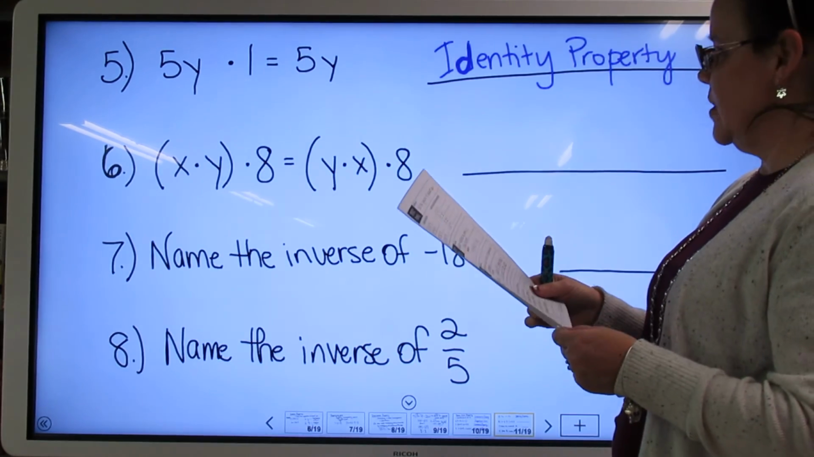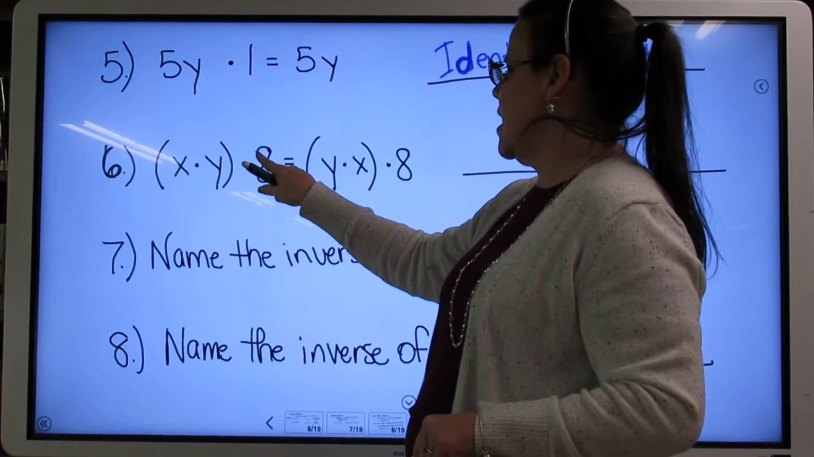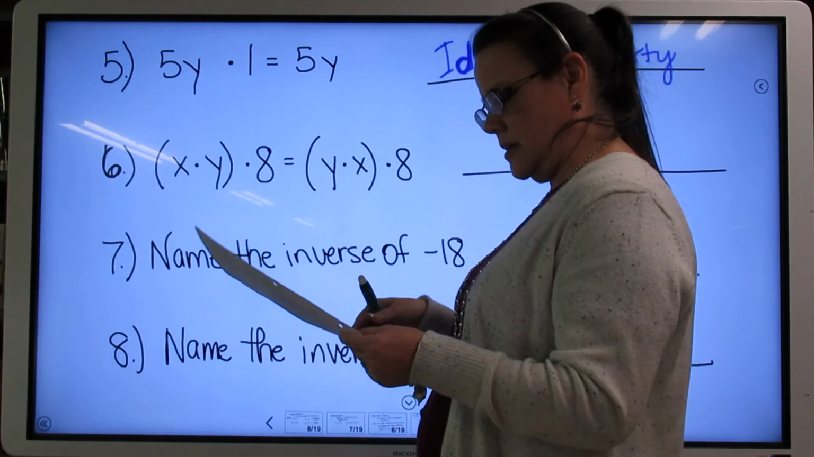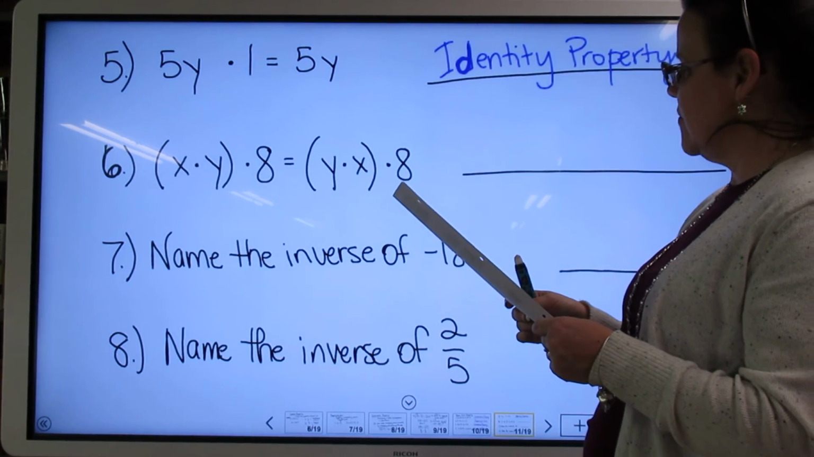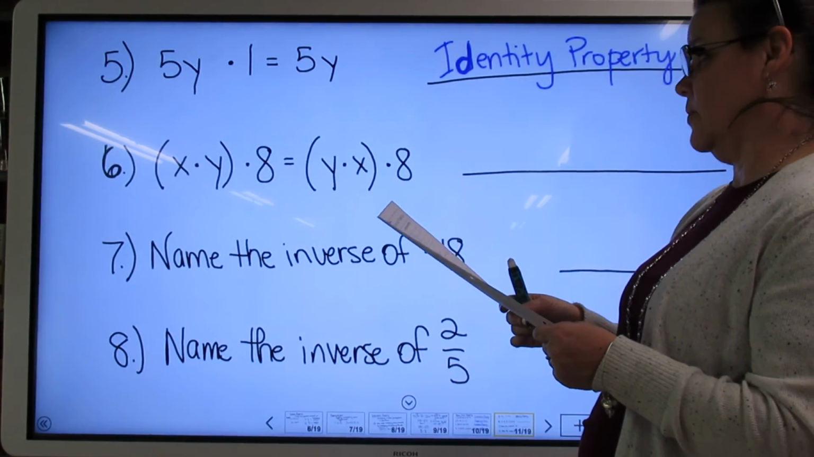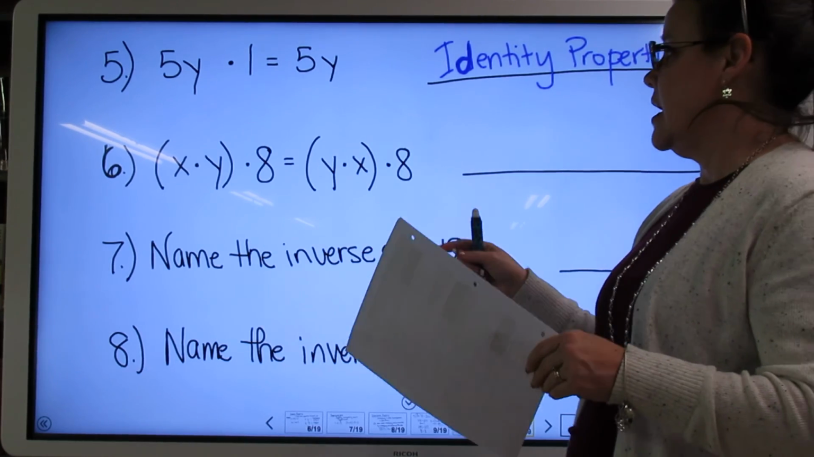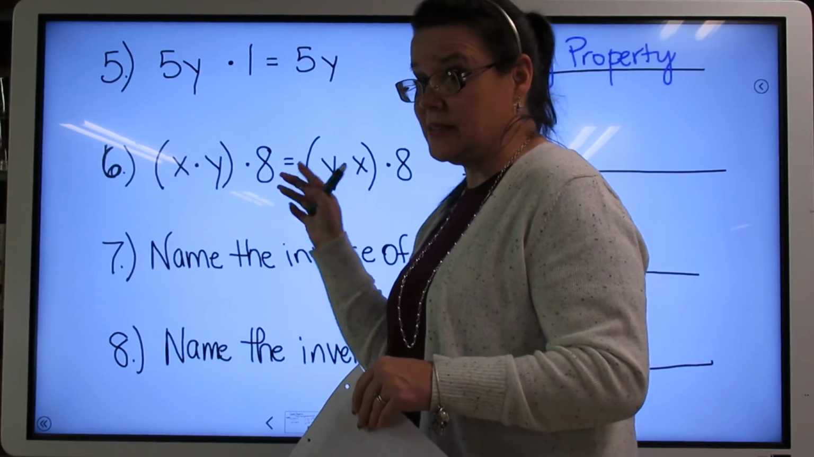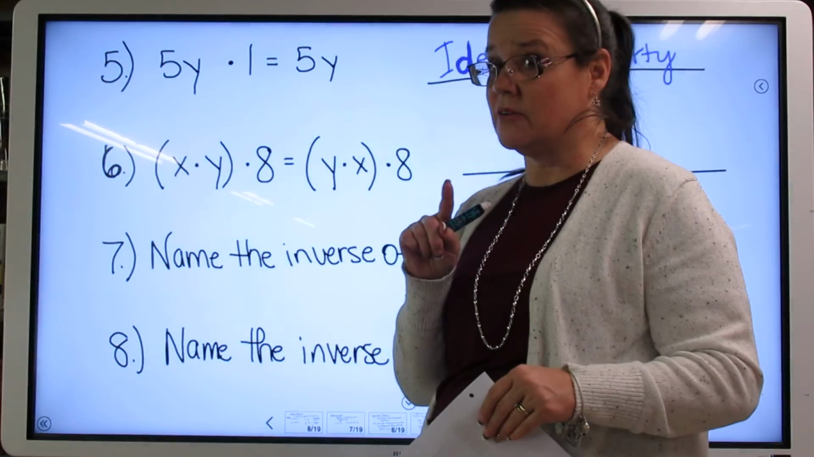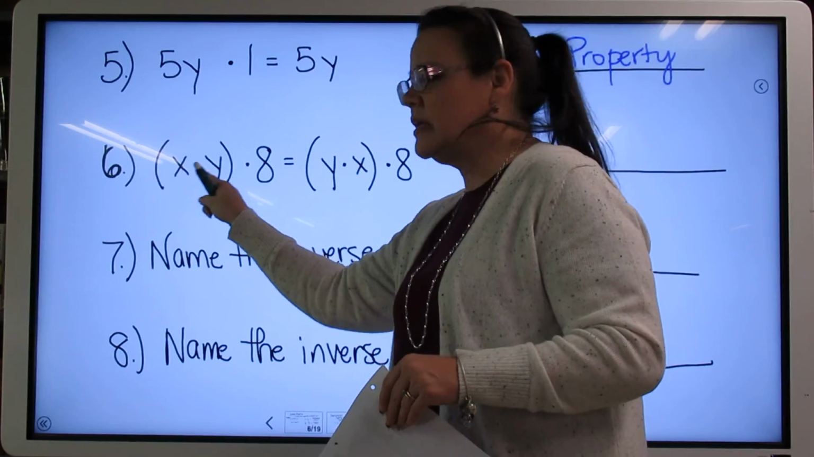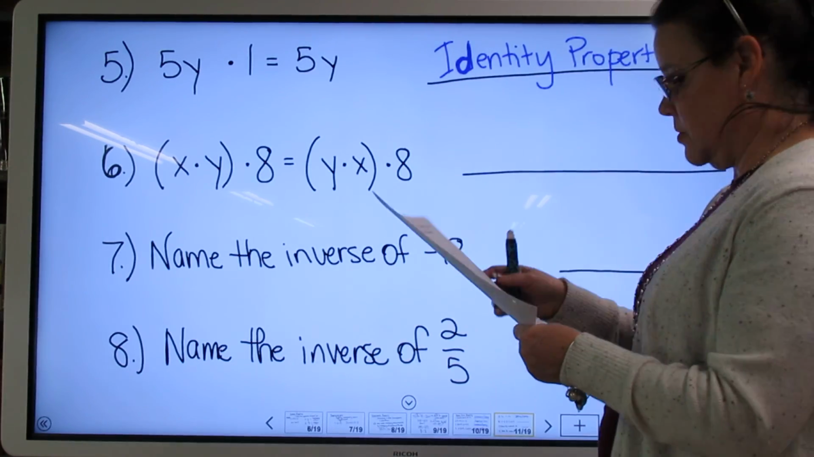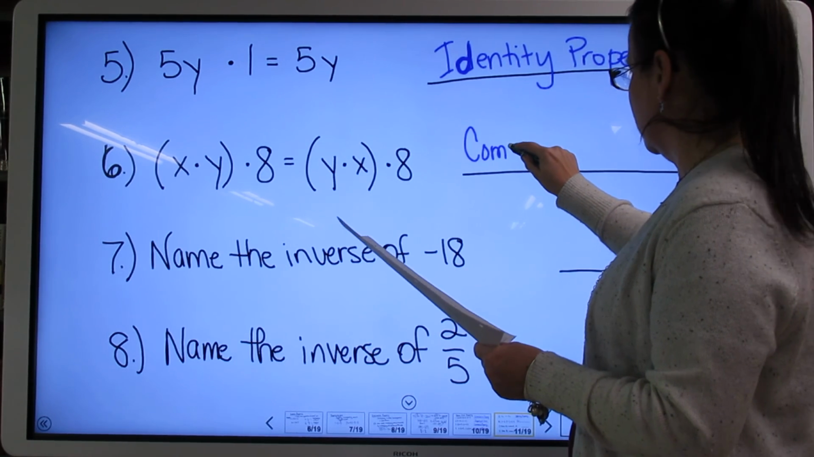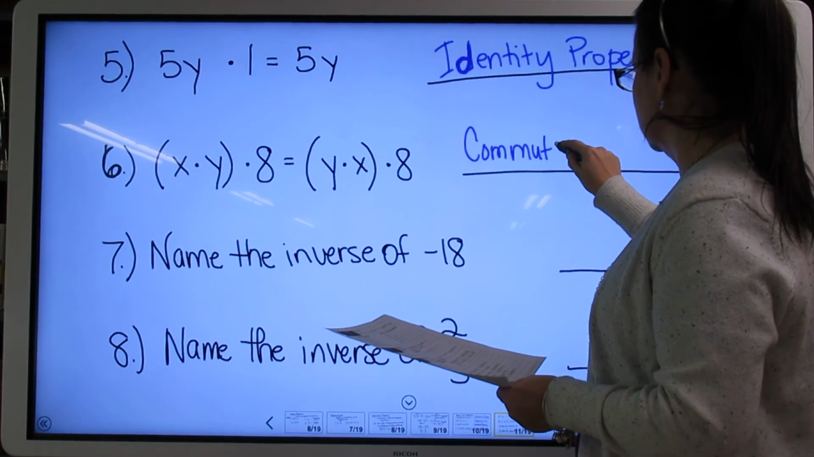And then the next thing we have is x times y times 8, y times x times 8. Well, they made that a little confusing. They switched the x and the y, kept the parentheses, didn't move the parentheses, so it's not associative. So that means they switched places. That means it would be the commutative property. And it would be of multiplication if they really got technical about it.